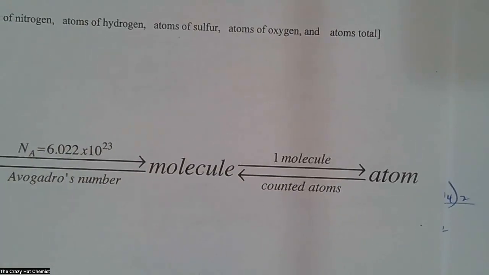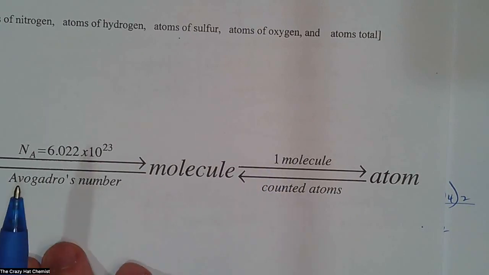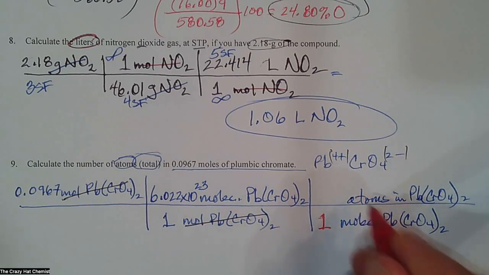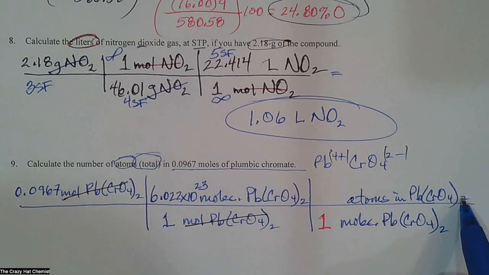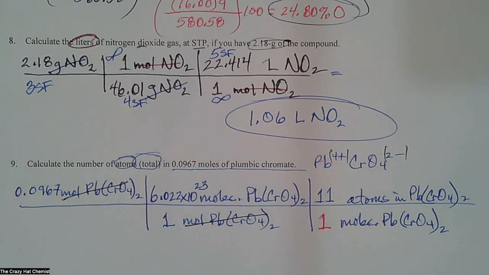And so what are the numeric values for this? So it's 1 molecule and a counted number of atoms. So I'm going to look at this and I'm going to go, okay, there's 1 lead, there's 2 chromiums, and then there's 8 oxygens. So 8 plus 2, okay, that's 10, plus 1, that's 11. So this is 11. Okay. Perfect. Molecules of PbCrO4, 2 cancels out.